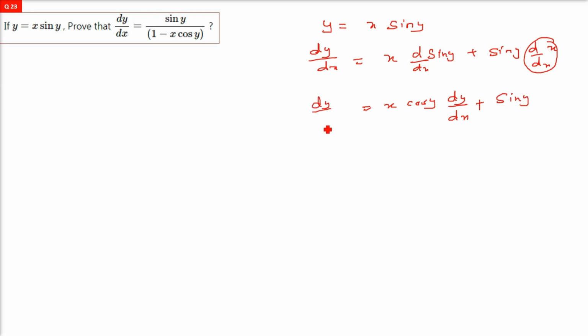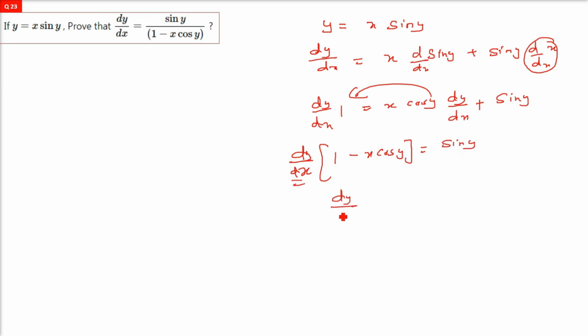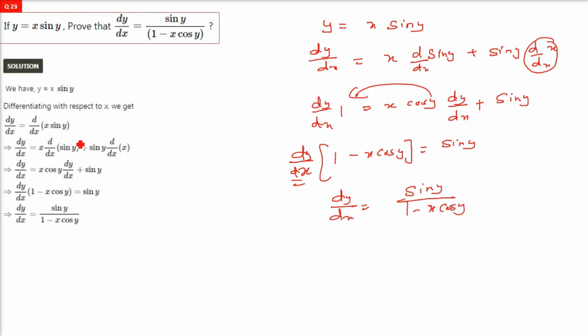So dy by dx is this. There are 2 dy by dx. Let us bring it here on the left hand side. So dy by dx, and since there is 1, so 1 minus x cos y, which we brought on the left hand side, is equal to sin y. So dy by dx will be equal to sin y divided by 1 minus x cos y. And this is what needed to be proved. So this is how you have to write.